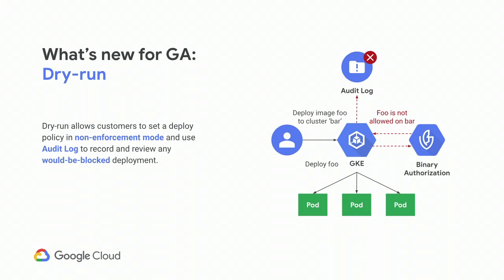Again, we integrate with Cloud Audit Logging for any would-be blocked deployment attempt. And so we will record it in audit logs and you can review that later on to make sure that everything's working fine before you turn on enforcement for real.